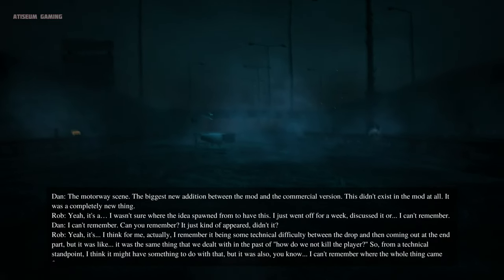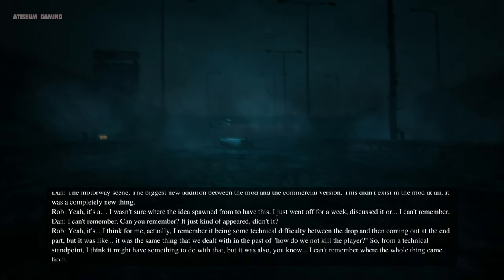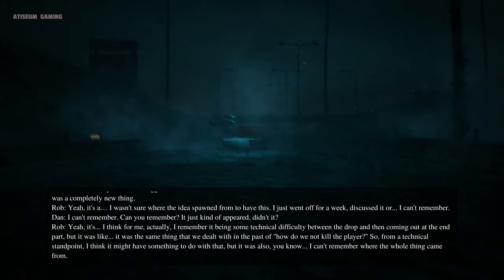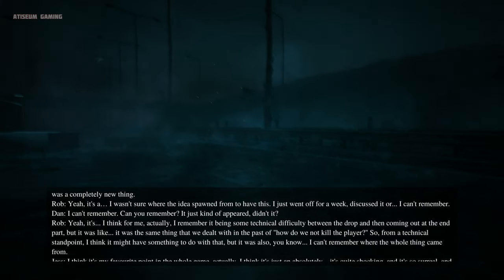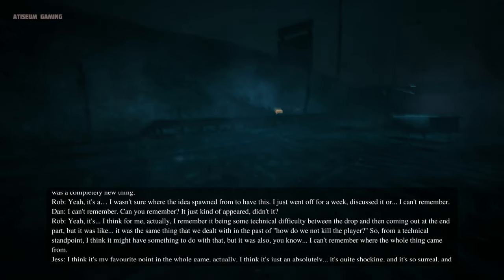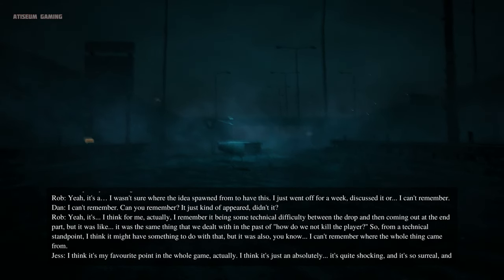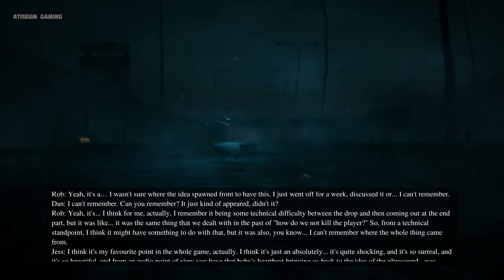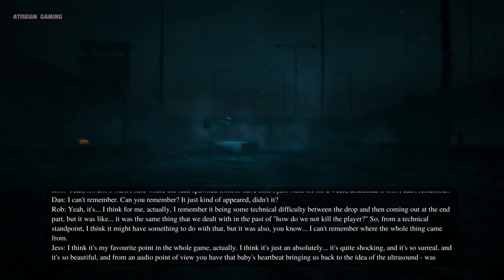The motorway scene, the biggest new addition between the mod and the commercial version. This didn't exist in the mod at all. It was a completely new thing. I wasn't sure where the idea spawned from to have this scene, whether I just went off, or we discussed it. I can't remember. Can you remember? It just kind of appeared, didn't it?